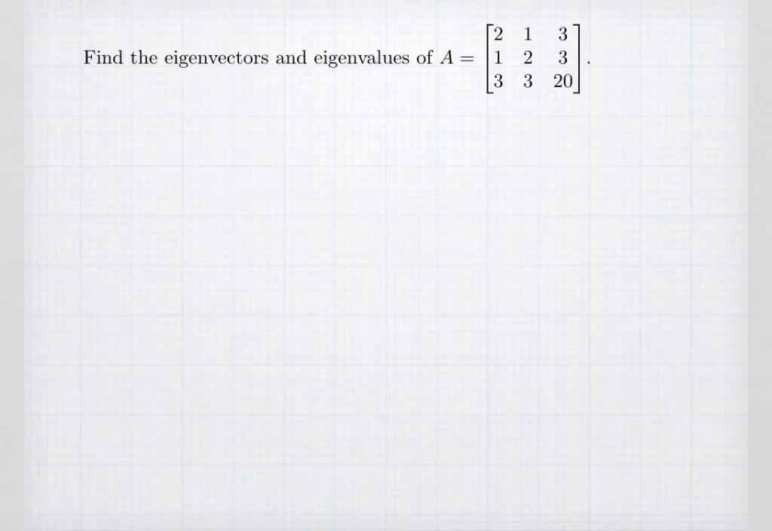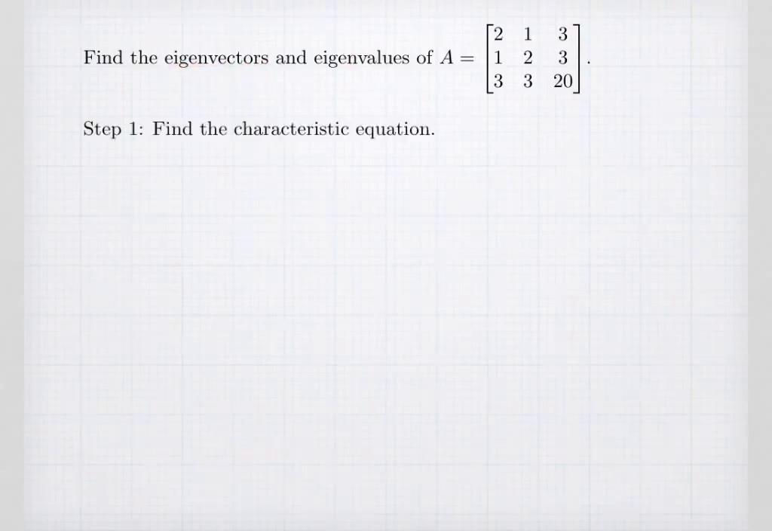So here's our matrix. We want to find the eigenvectors and eigenvalues of this 3 by 3 matrix. So we're going to need to start by finding the eigenvalues. Once we have our eigenvalues, we'll find our eigenvectors for each of those. Alright, so first we need to find the characteristic equation. The characteristic equation is found by taking the determinant of A minus lambda times the identity.